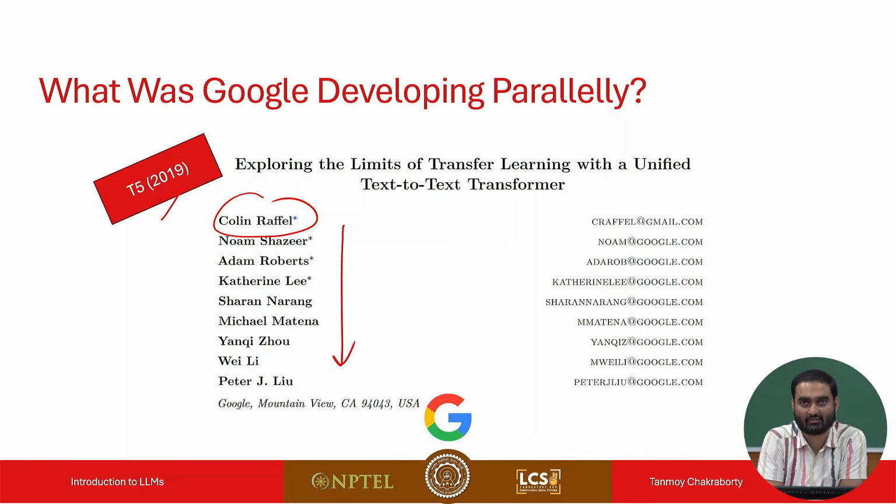T5 is the text-to-text transfer transformer. We'll discuss T5 later. It's an encoder-decoder model, unlike BERT, which is an encoder model, or GPT, which is a decoder-only model. But in this model, they unified all the tasks as a text-to-text problem, where a text is an input and a text is an output.